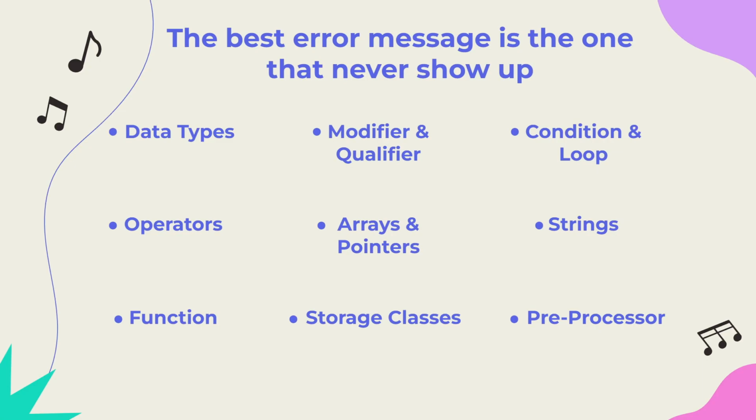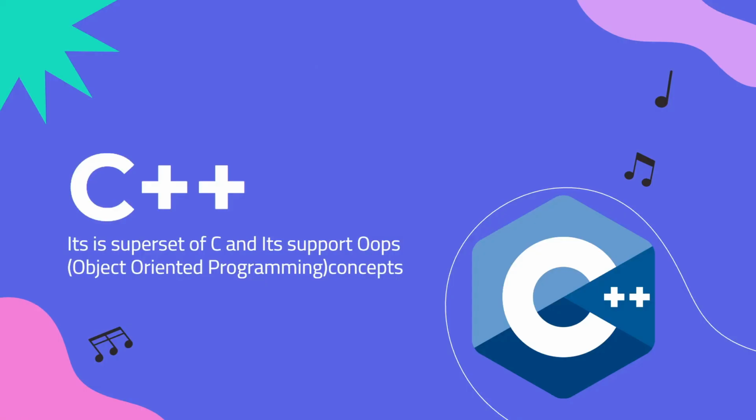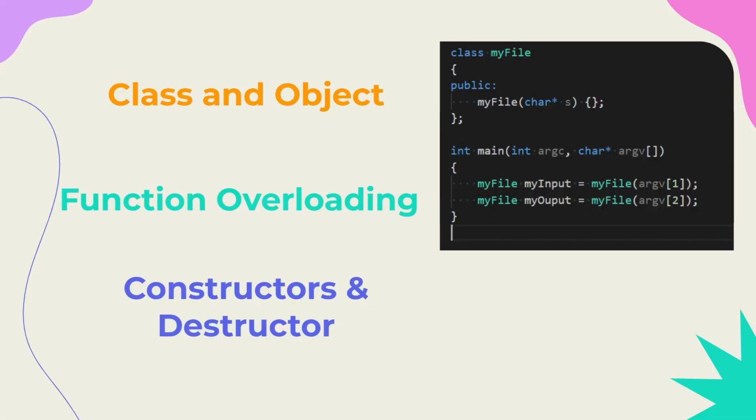Next is C++. It is a superset of C, and it uses the OOPS concept, which is object oriented programming. That's the plus point of C++. Here I have displayed the main things in C++, which are class and object. Next, function overloading and operator overloading are also there, and then constructor and destructor. Here I have given a simple C program.